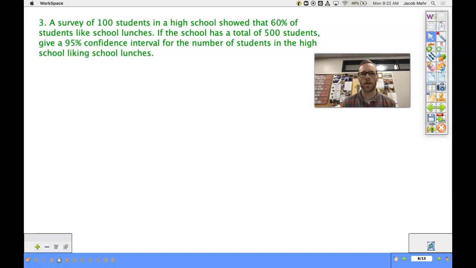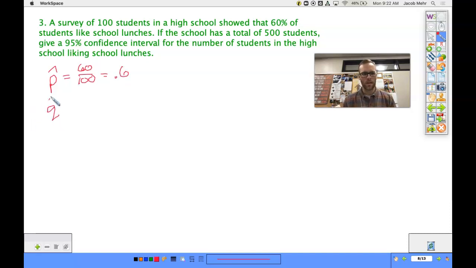100 students, 60% like them. If the school has 500 students, what's a 95% confidence interval for the number of students who like school lunches? All right, so what is our p hat? Well, 60% of 100 students. That's 60 out of 100, 0.6, right? 60%. That means q hat is 40%. N is what? 100.